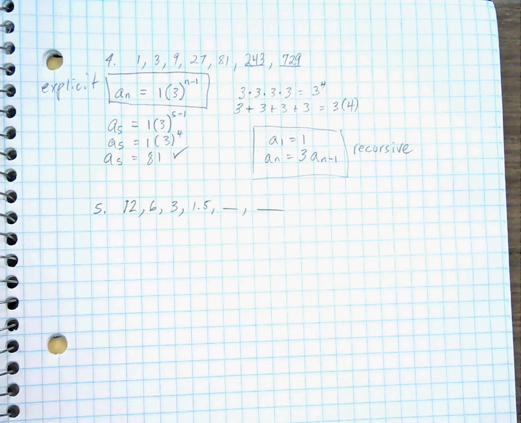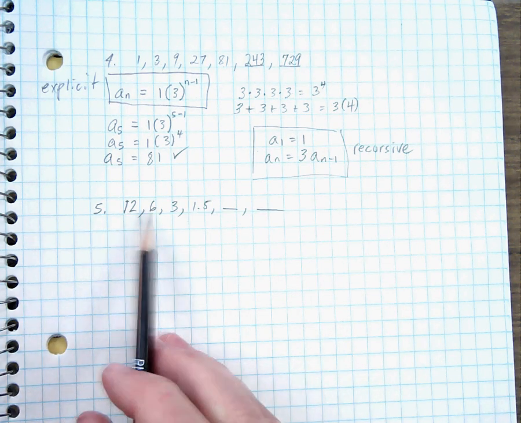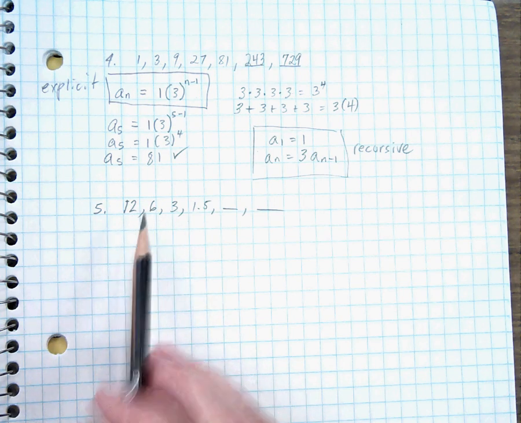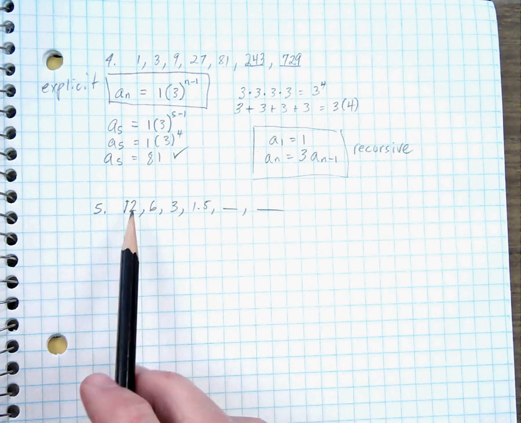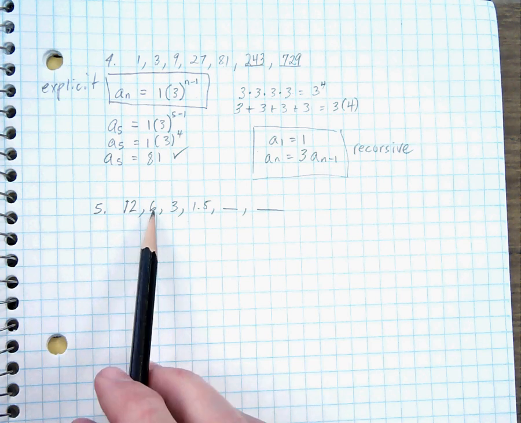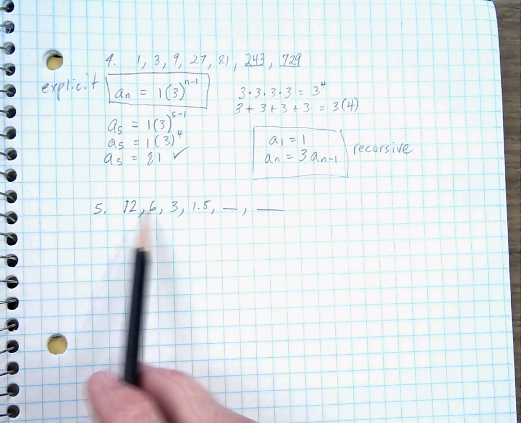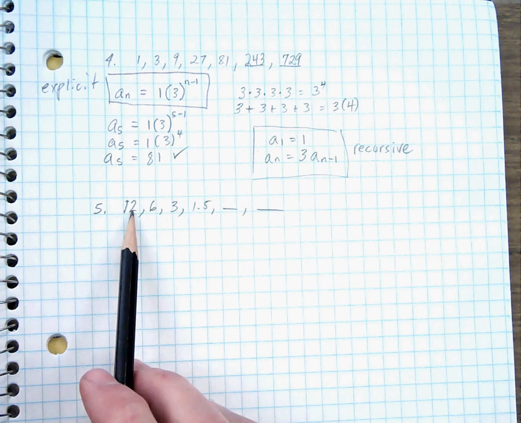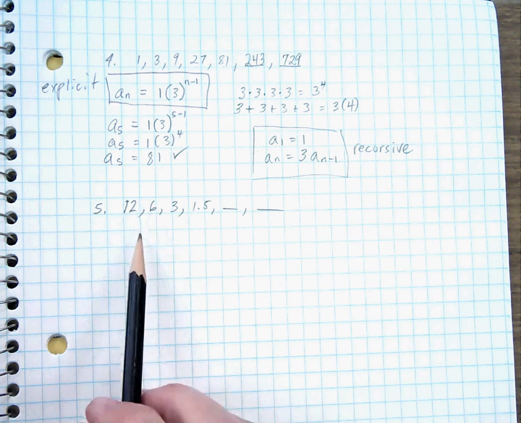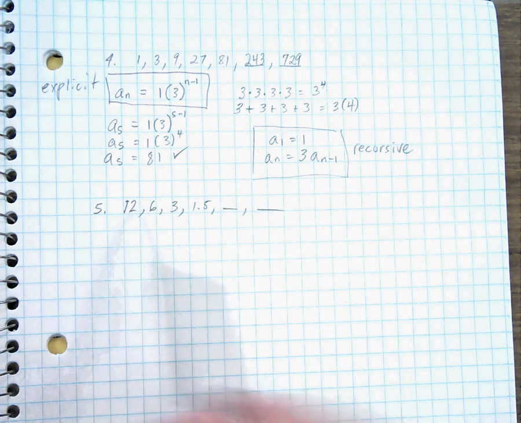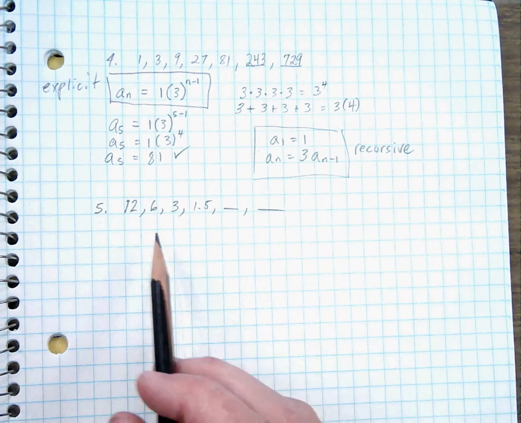Well, what do you multiply by? Because we don't want to divide by 2. We want to multiply by something. So what do I multiply 12 by to get 6? The answer is a half, right? If you multiply 12 by a half, you get 6. Or you could say we multiply by 0.5.